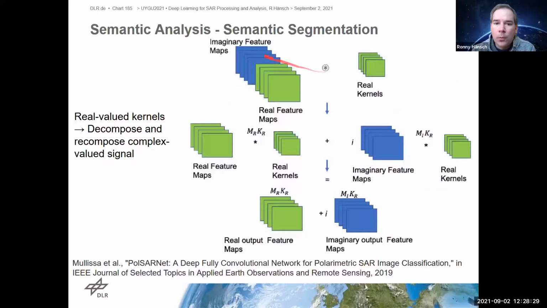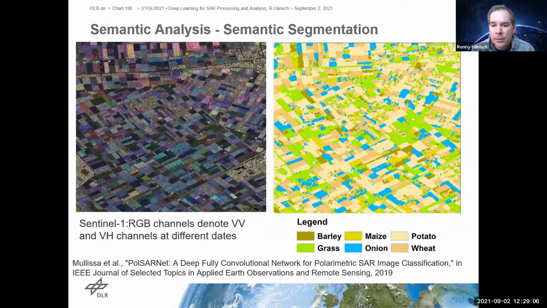Here, the idea was that we have our input images that are real valued and imaginary valued, and we have our kernels still real valued. Now they applied those real valued kernels individually to the real part of the signal and to the imaginary part, right? But the same kernels. And then they just attach this again to a complex number. So you decompose and compose this complex valued signal and apply the kernels individually to that. It's the first step, but it also works quite well. Here you see how this network was used in crop classification over multi-temporal Sentinel images.